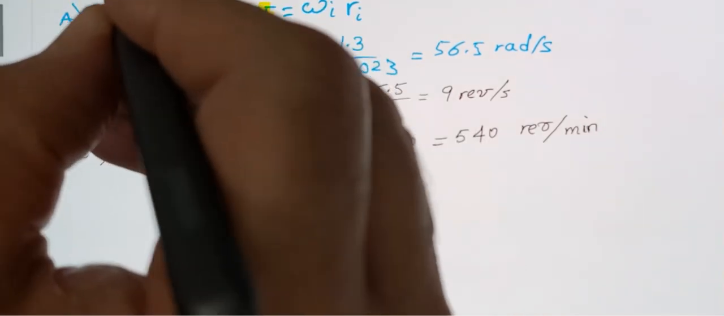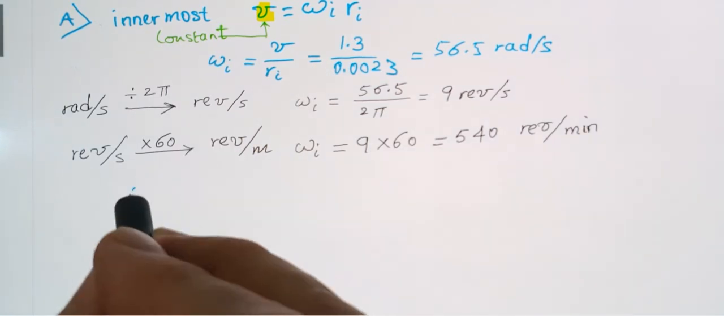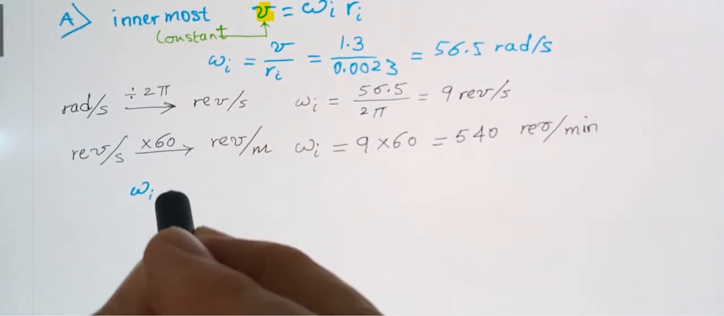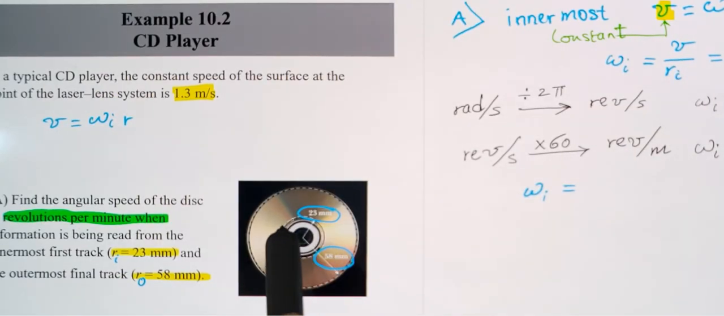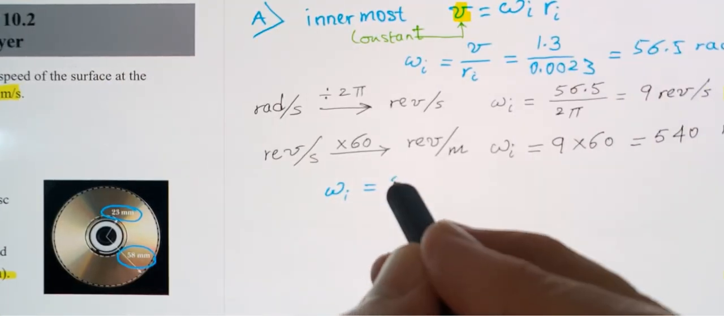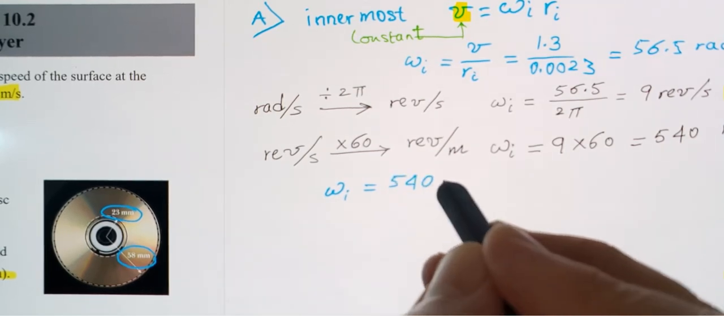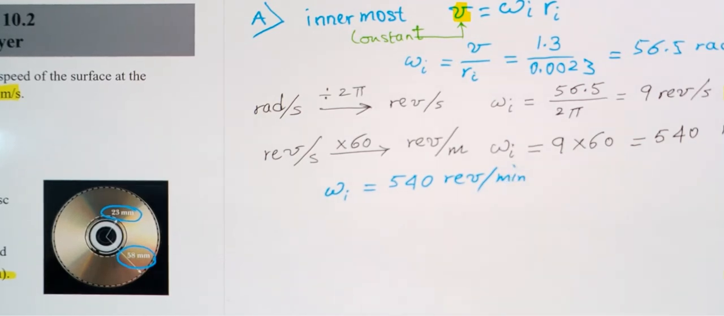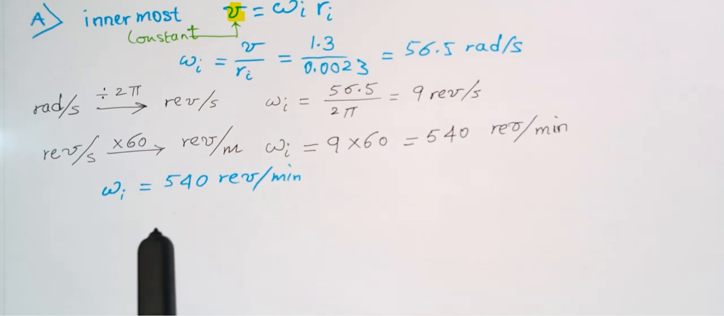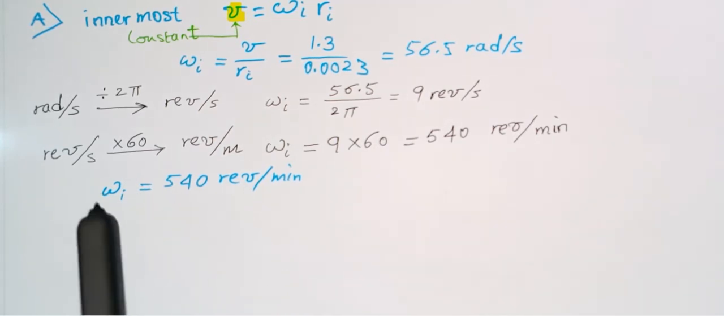So our omega for the inner circle, the angular speed when we are reading information of the inner circle of the CD, must be equal to 540 revolution per minute. If you get it, that's nice. If you don't, just listen to the recording again.